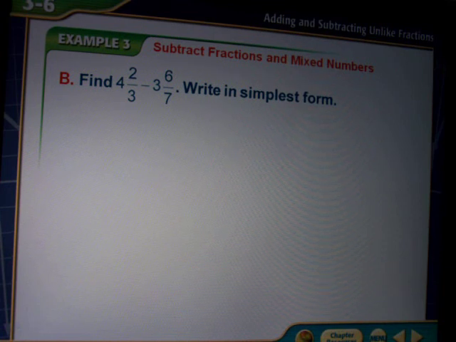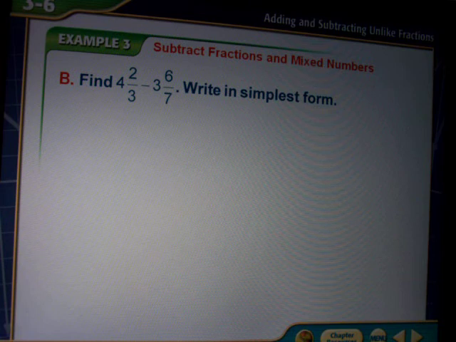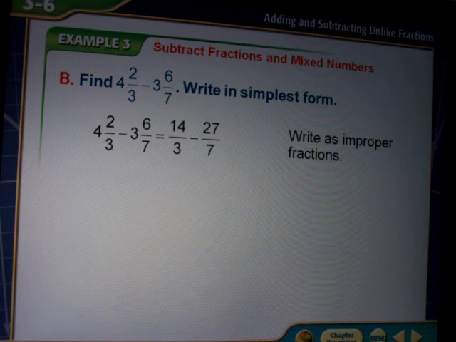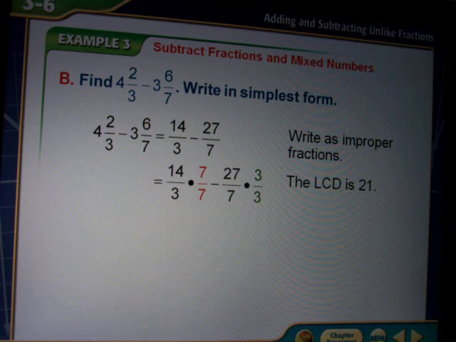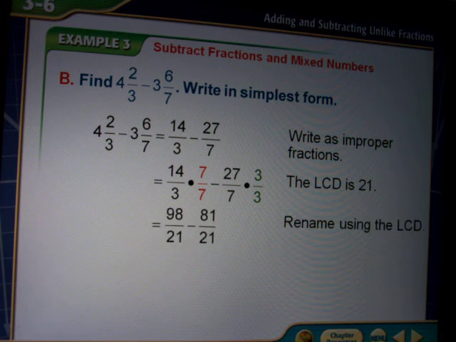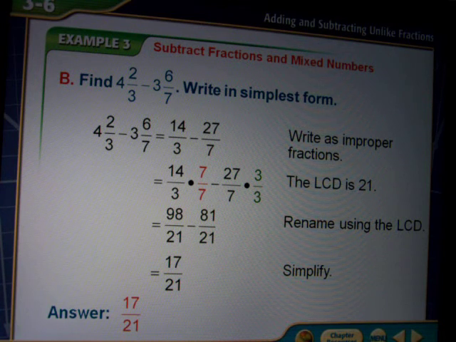So now we're going to take 4 2/3 minus 3 6/7 and write that in simplest form. Same thing, we're going to rewrite them as improper fractions. We're going to rename them with the least common denominator of 21. And so we're going to be left with 96/21, and from that we're subtracting 81/21, and we're left with 17/21. And that is in simplest form.